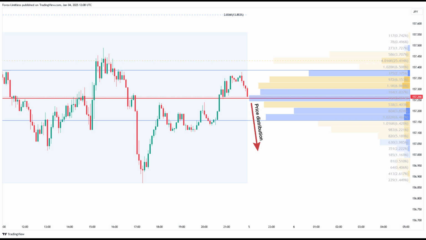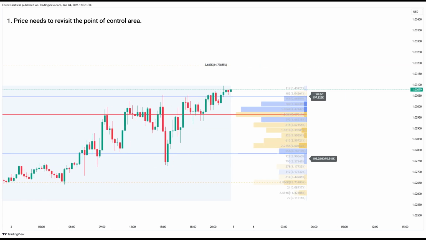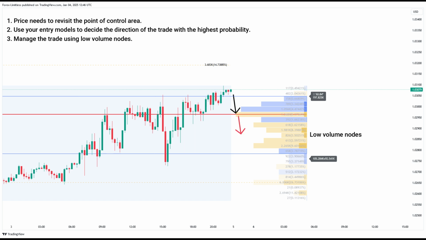To use this indicator effectively, here is what you should do. First, wait for the price to revisit the point of control area. Second, use your strategy and entry models to determine the direction of the upcoming price expansion. Third, monitor low volume nodes to see if the price accelerates in your chosen direction through these zones. And finally, fourth, use the value area high and value area low as take profit zones.